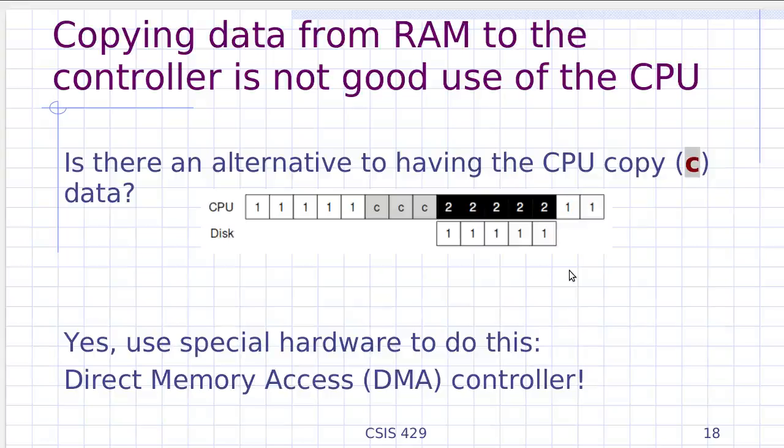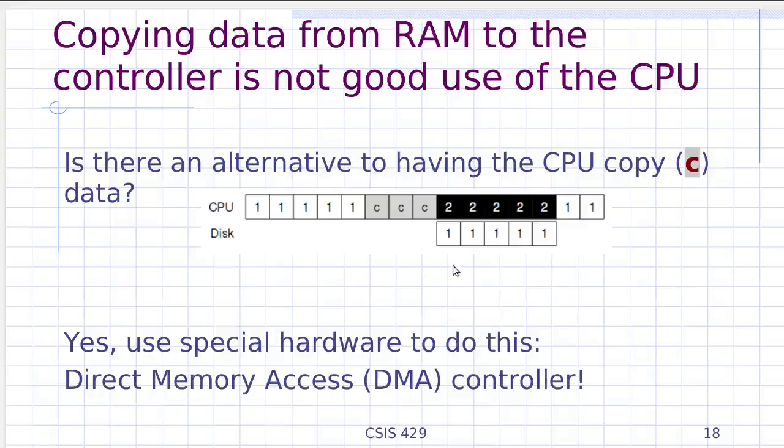So now the problem is, sure, you're making good use of the CPU, but copying all that data from RAM to the controller is also not a great use of the CPU. Your CPU is doing sort of tedious tasks when it could be using that time for something better. So is there an alternative to having the CPU busily copying this data from the CPU's RAM to the memory of the disk, and then telling it, okay, go ahead and write it?